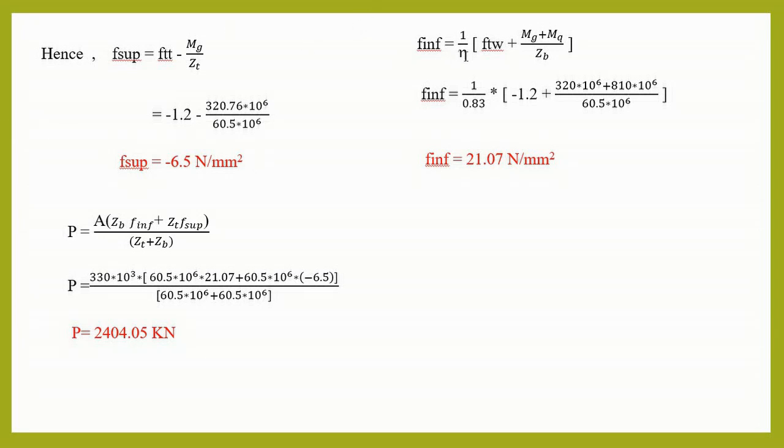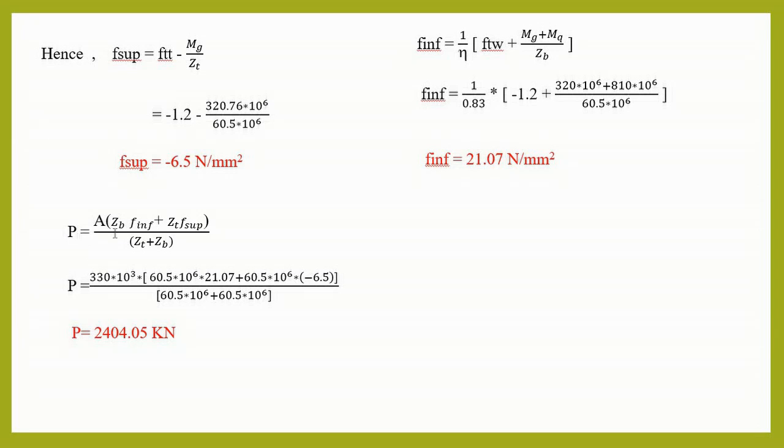Next is F inferior. The formula for F inferior is 1 by eta into (FTW plus mg plus mq) by ZT. F inferior is 1 by 0.83 into (minus 1.2 plus 320 into 10 power 6 plus 810 into 10 power 6) whole divided by 60.5 into 10 power 6. So F inferior is 21.07 Newton per mm square.